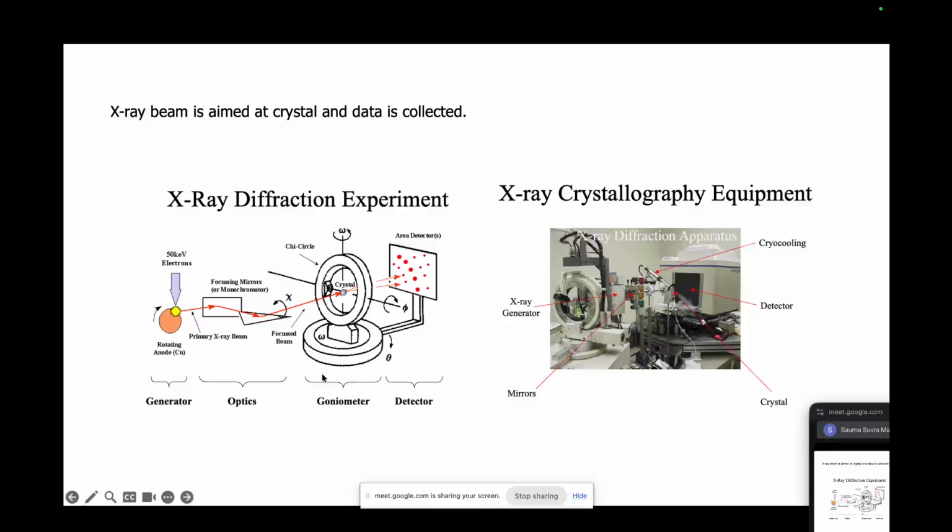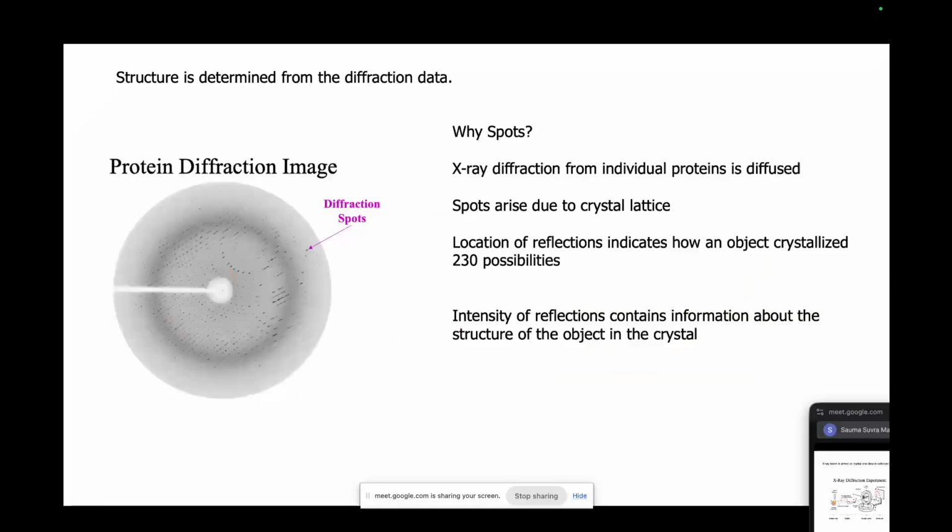So you use different mirrors, focusing mirrors, to focus it directly on this particular crystal, and then you have this setup which is the goniometer, in between of which the crystal is kept, and just behind that is basically the detector, which detects all the patterns of the X-ray. So yeah, this is how an original setup looks like.